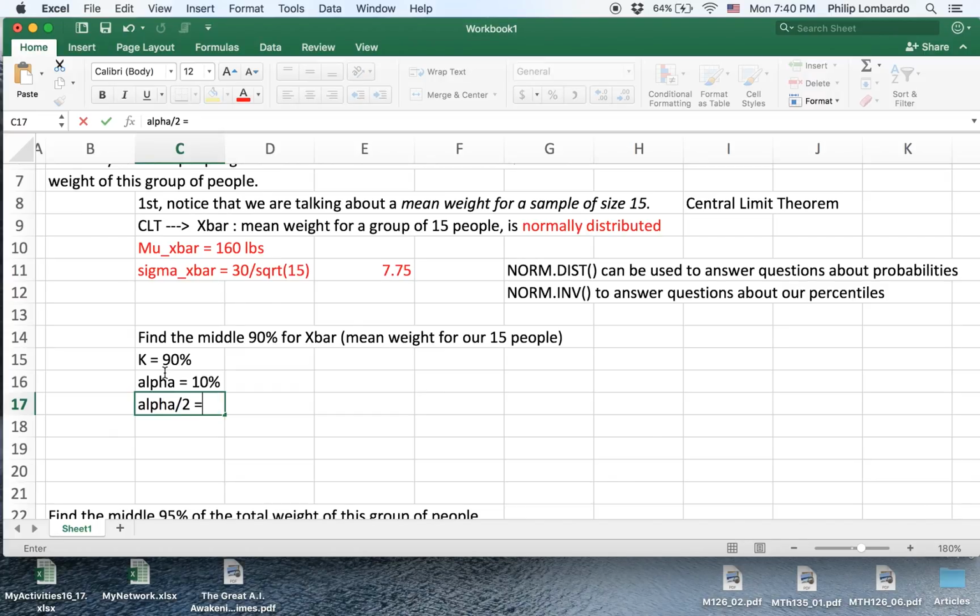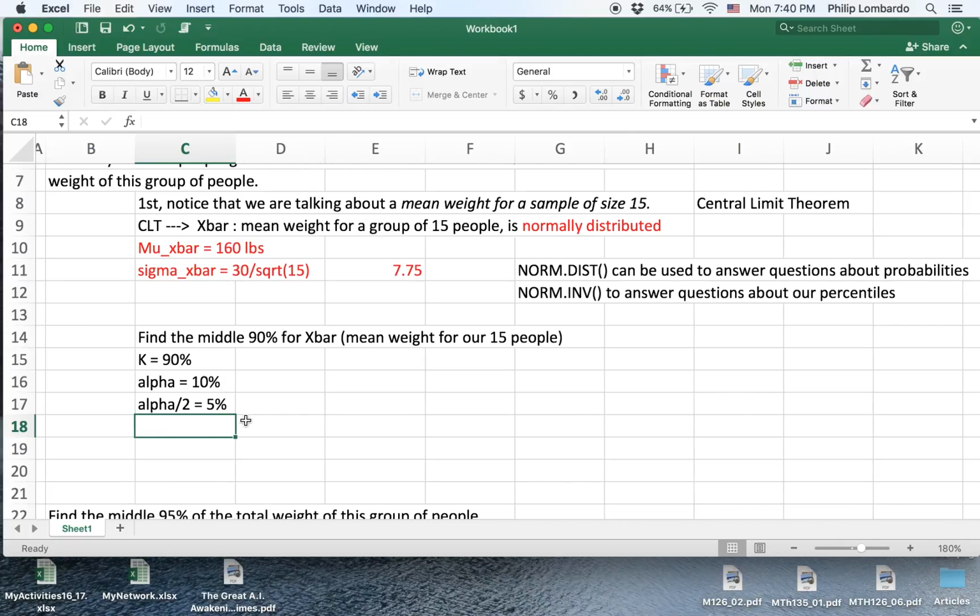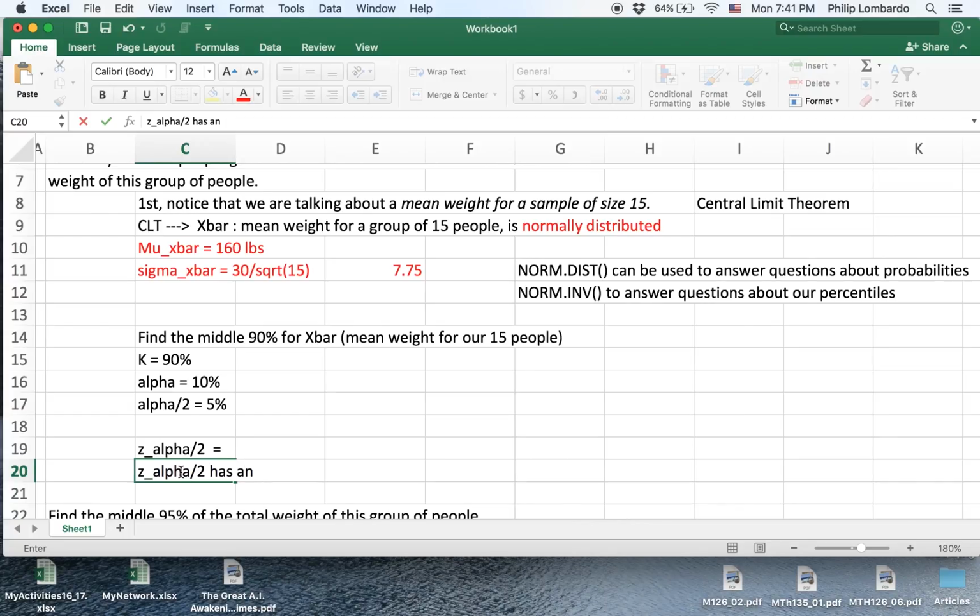We have to split that alpha over two tails in our normal distribution. And then the next step is we want to figure out what is the z alpha over 2, or the special z-score that has an area of 5% to the right, or in other words, an area of 95% to its left. Okay, so keep in mind z alpha over 2 has an area or a probability of alpha over 2 to the right, or 1 minus alpha over 2 to the left.